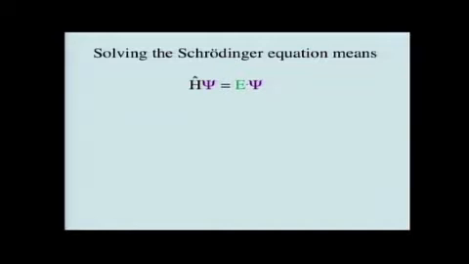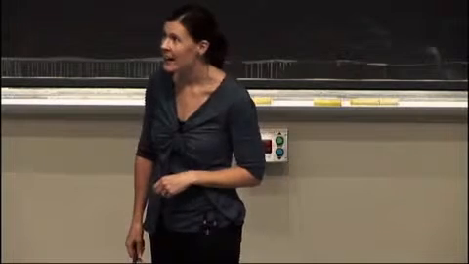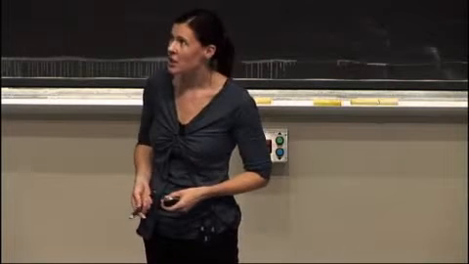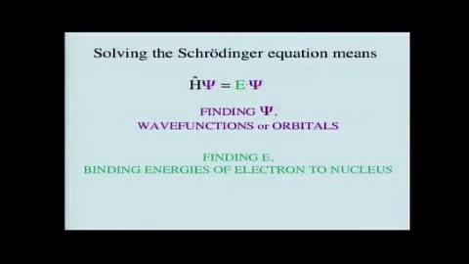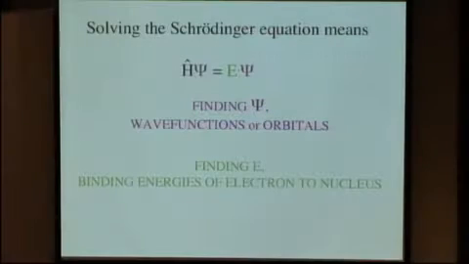So to remind you, when we look at the Schrodinger equation here, we have 2 parts to it. When we solve the Schrodinger equation, we're either finding psi, which, as I said, is a wave function or an orbital. And in addition to finding psi, we can also solve to find E, or to find the energy for any given psi. And these are the binding energies of the electron to the nucleus.